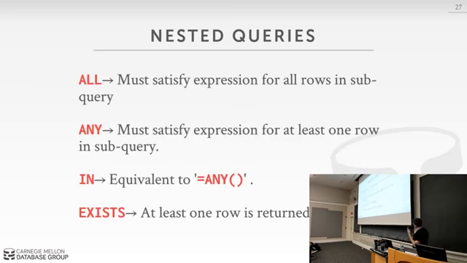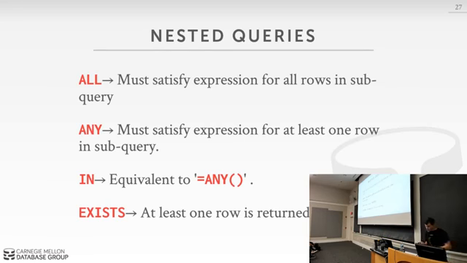So in that example, I used IN. There are other operators you can use. ALL basically says that every single tuple in my inner query must satisfy my predicate. ANY means at least one of them needs to. So IN is essentially the same thing as equals ANY. Is there any tuple that equals what my tuple attribute is checking? And then EXISTS says at least one row is returned. I don't care what it matches. I just care to see whether a tuple got produced as a result.